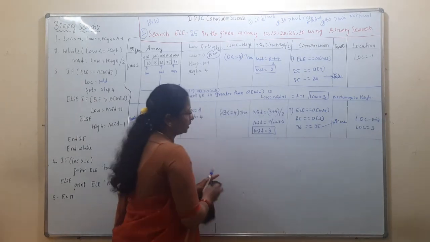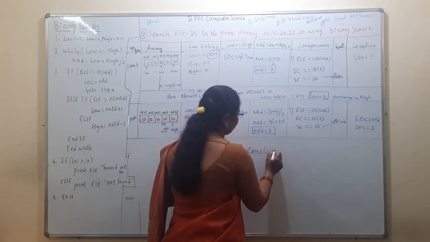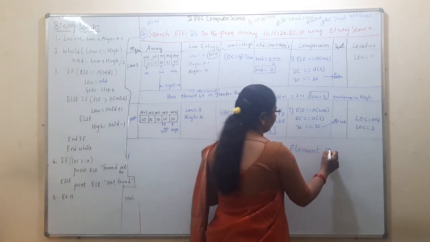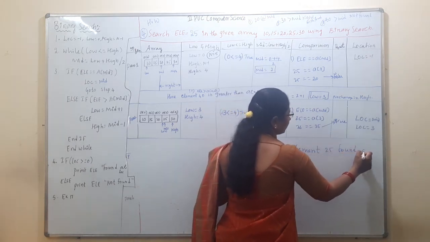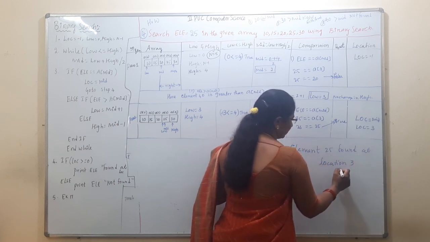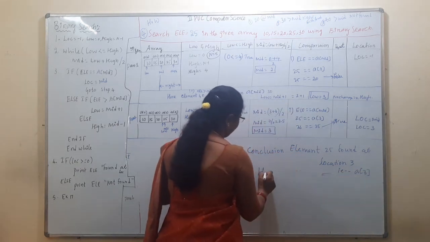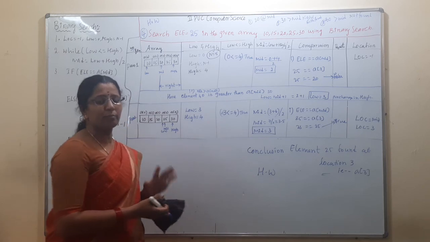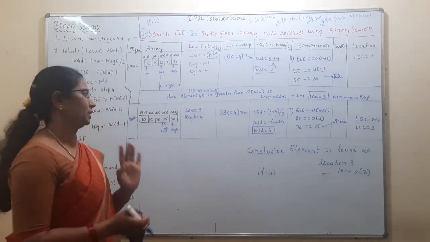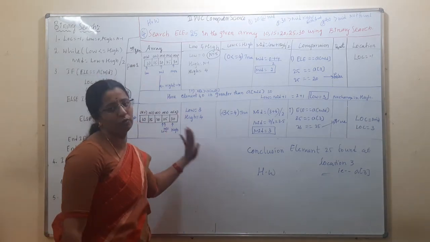This I have not solved. You just solve it, student. Conclusion: element 25 found at location 3, that is A of 3. So this is the one I am giving as homework for you. You can pause the video and copy it down, otherwise try to solve by yourself. Okay, student? So this is the 4th problem I am giving as homework for you.